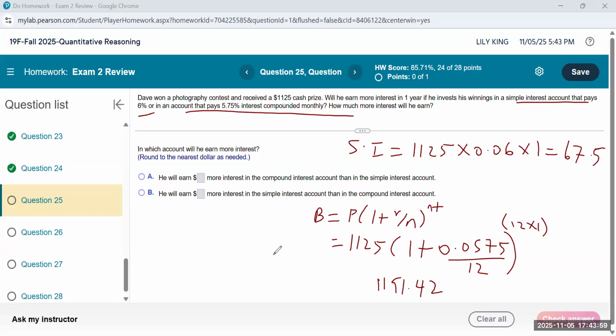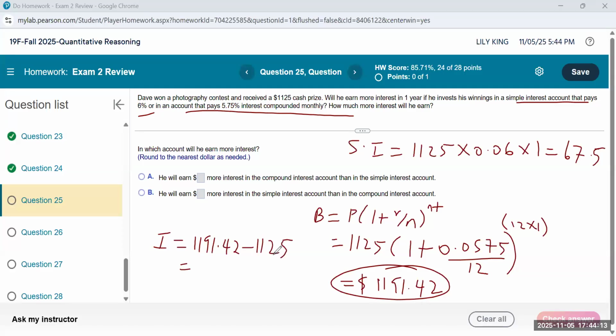1191.42. Now this includes what? Interest. So to find the interest is 1191.42 minus 1125. This is 66.42. So option 1, option 2. Which account will he earn more interest?